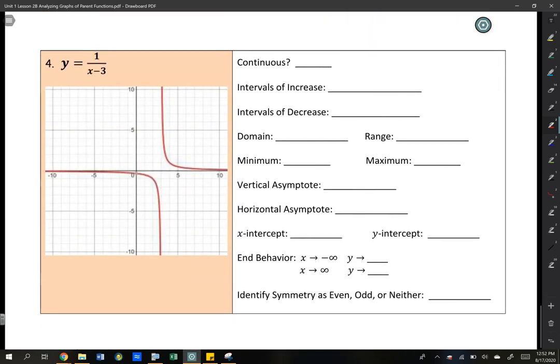Okay, last one, number 4. Is this graph continuous? Well, I do have to lift my pencil off the paper, so this graph is not continuous. Intervals of increase and decrease. Okay, where is the graph increasing? If we look at the slope, we got negative, negative, negative, negative, negative, negative. There are no intervals of decrease. So this is of increase rather. So this is none.